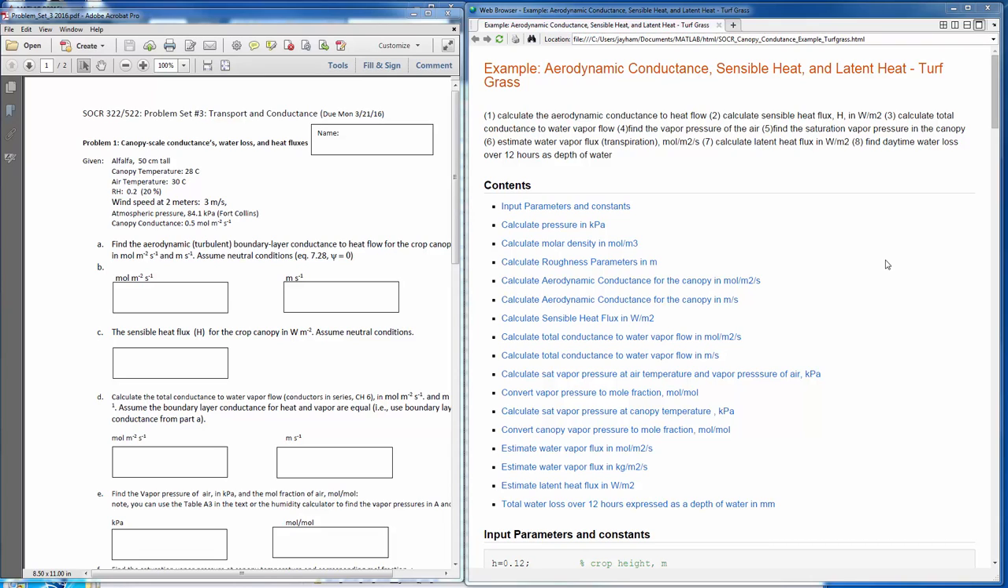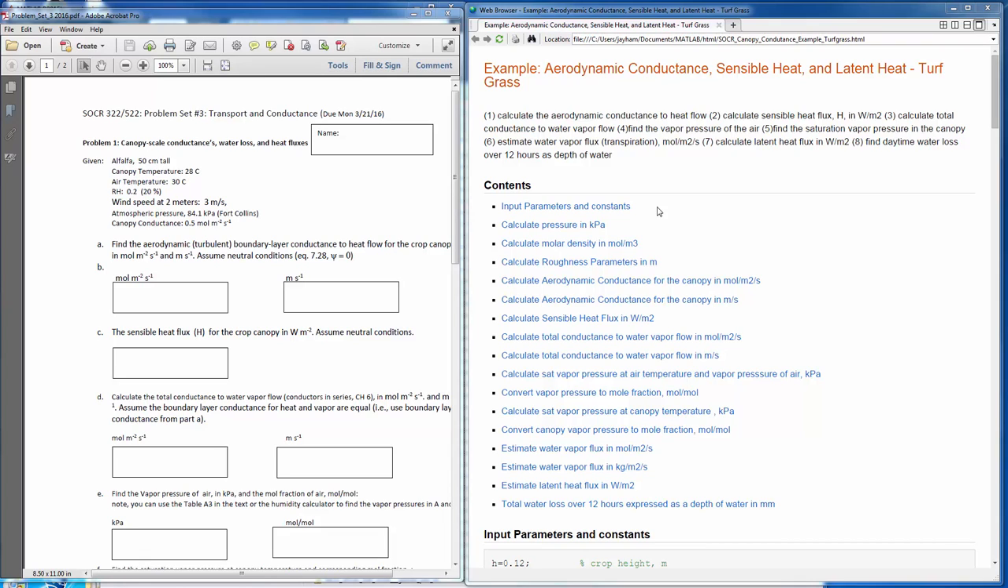In this video, I'm going to show you how to work an example problem that's very similar to your problem 1 in problem set number 3. So here on the screen right now you see a blank version of your problem set where we needed to solve for the aerodynamic conductance and sensible and latent heat flux from an alfalfa canopy. And over here on the right you see my example that I'm going to work through.